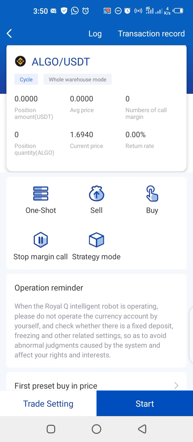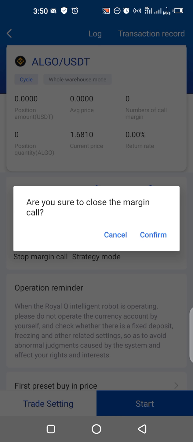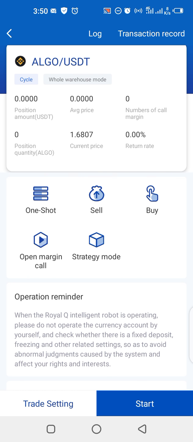Now I want to talk about these others very fast. Now, one shot: when you tap on stop margin calls, you are instructing the bot, please stop using my USDT balance, stop buying. Then the one shot means you want the bot, if it has bought and it sells, not to buy again.